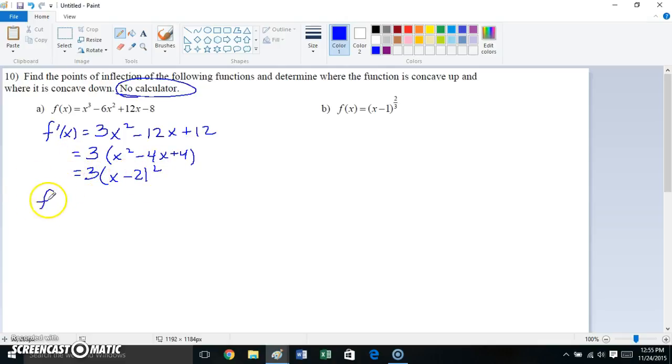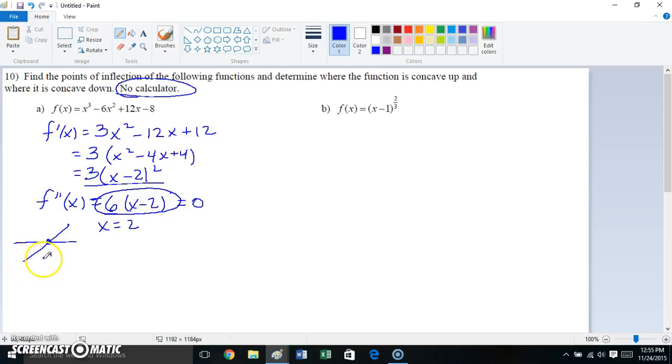Okay, I need the second derivative, f double prime of x. I'll just use this form because it's pretty simple. So that's 6(x-2) to the first. Where is this equal to 0? At x equals 2. Thinking about the second derivative, this is a positive linear expression. So that means at 2, the second derivative is 0. To the left, it's negative. To the right, it's positive.